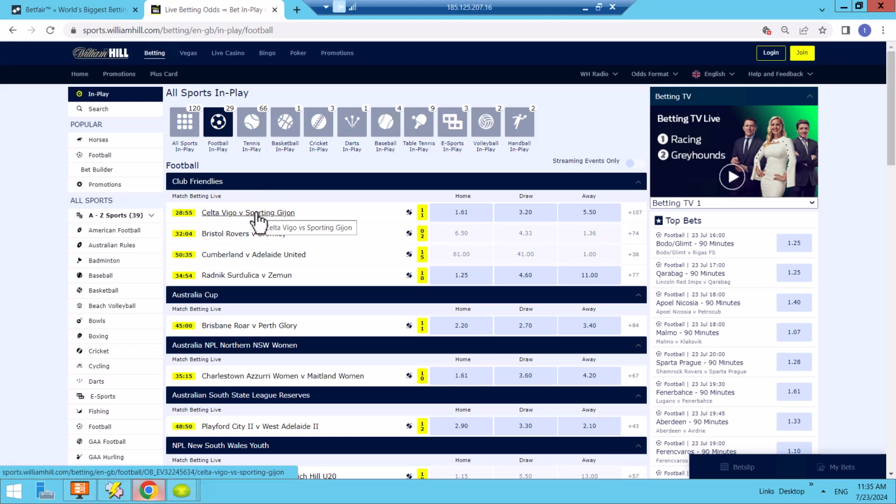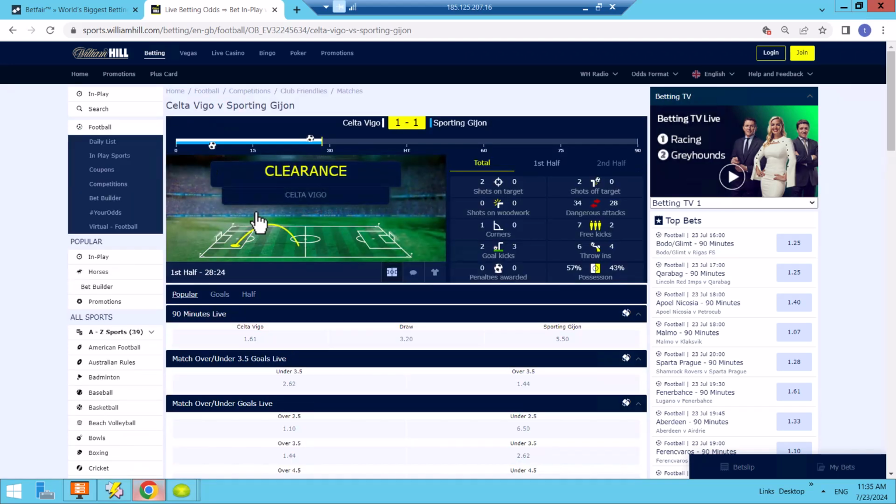But click on your match of interest. Celta Vigo, Sporting Gijón, a couple of famous sides in Spain. And this is a really good layout. The only negative here, as you can see, compared to TotalCorner.com, these are just individual matches. So you don't have a whole list of matches on the one page. But you've got your shots on target, 2-0. Shots off target, 2-0. So dominating early on, Celta Vigo.